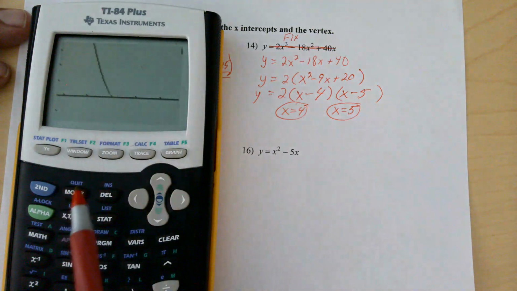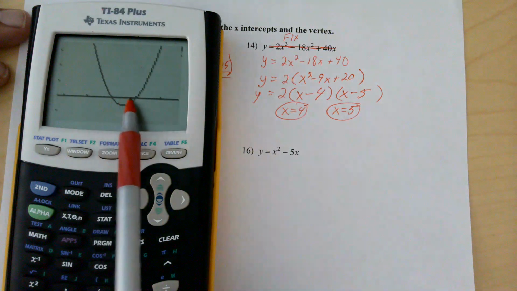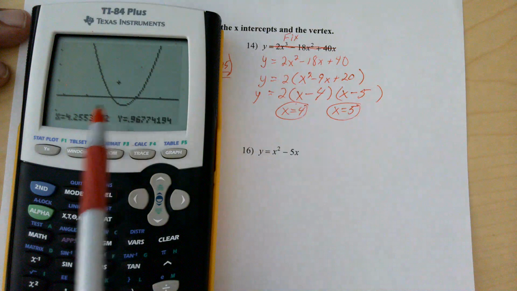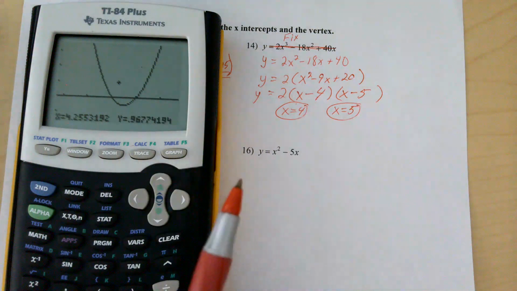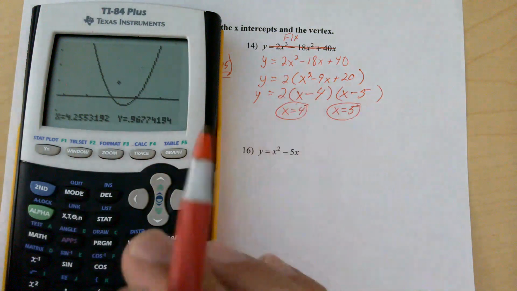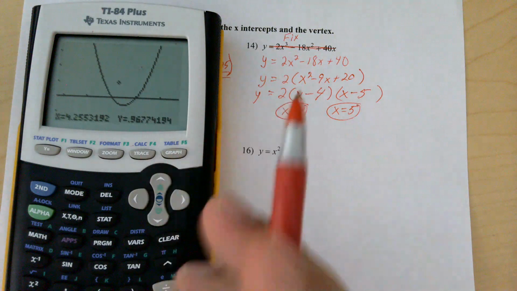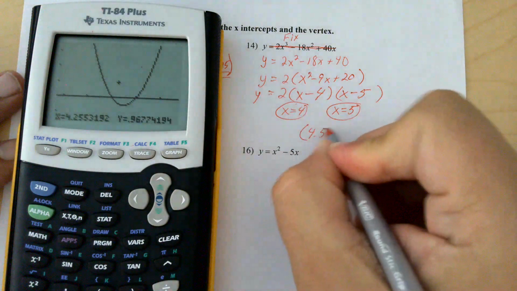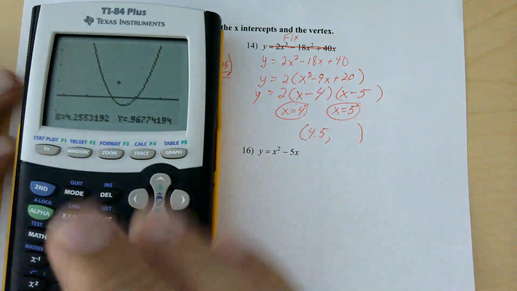Okay, so we know there's your 4, there's your 5, and now we need to find this. We need to find the vertex. Well, I know halfway between 4 and 5, if I add them up, I get 9 divided by 2 is going to be 4.5. So all I need to do is go to my calculator.